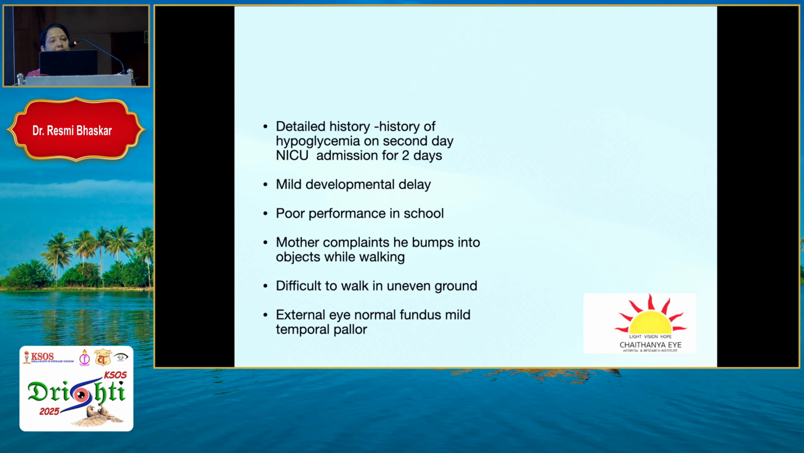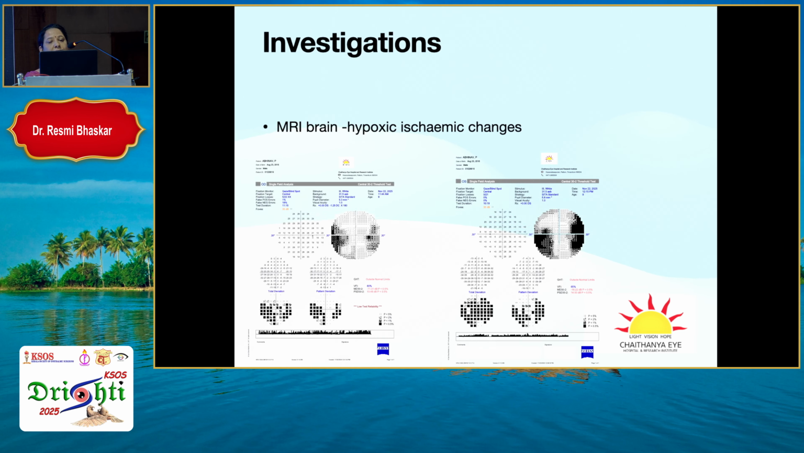When we took a detailed history, there was a history of hypoglycemia on the second day and NICU admission, mild developmental delay, and poor performance in school, and the mother complains that he bumps into objects while walking and has difficulty walking on uneven ground. External eye was normal, but fundus showed a mild temporal pallor. So we ordered an MRI, and it showed hypoxic ischemic changes with occipital lobe gliosis, and his field was like this. He had a field defect, especially more in the inferior part.